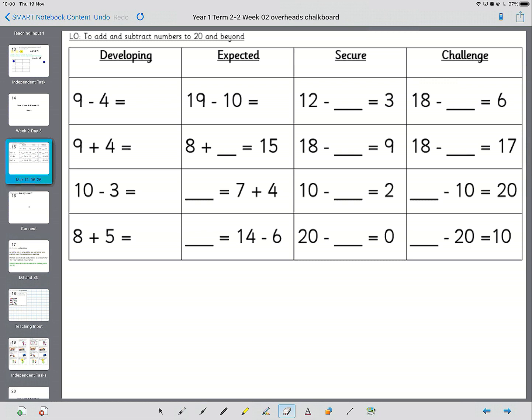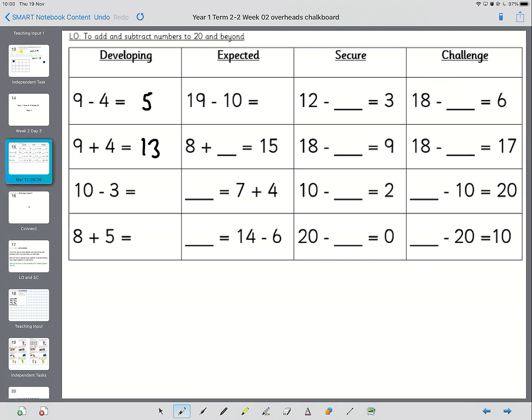Okay, so the first answer is subtraction, so that means we're going to decrease the answers. We're going to start at 9, count back 4: 8, 7, 6, 5. So the answer is 5. And the next one is addition, so it's going to increase. So we start again at 9, add 4: 10, 11, 12, 13.